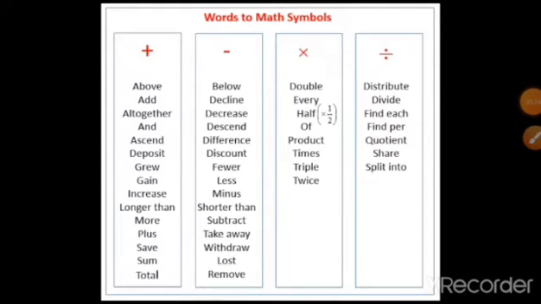Now students, we are going to study about a few words or phrases that are used in algebraic expressions. First one is addition, that is the plus. We will find above, add, altogether, and, ascent, deposit, grew, gain, increase, longer than, more, plus, save, sum, total. So these are the few words that are used in order to denote the plus or the addition.